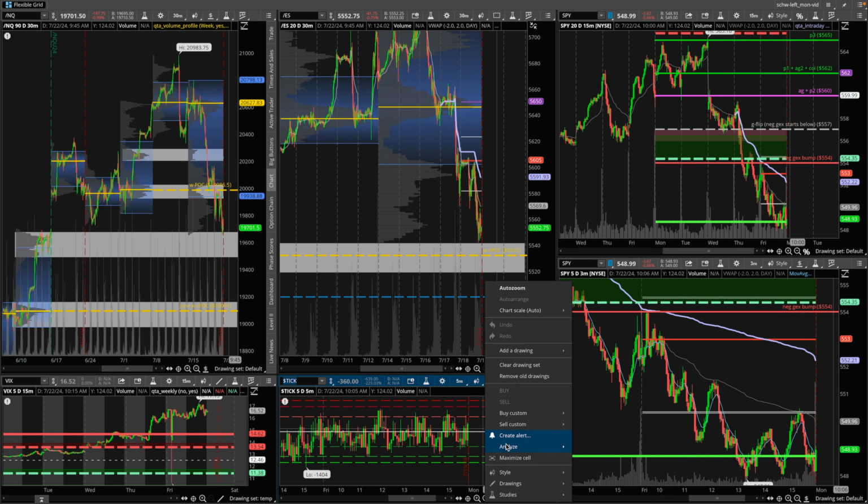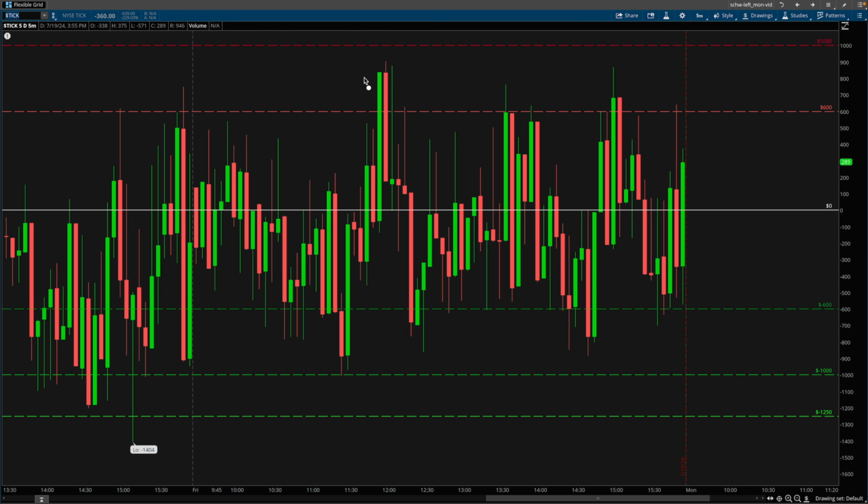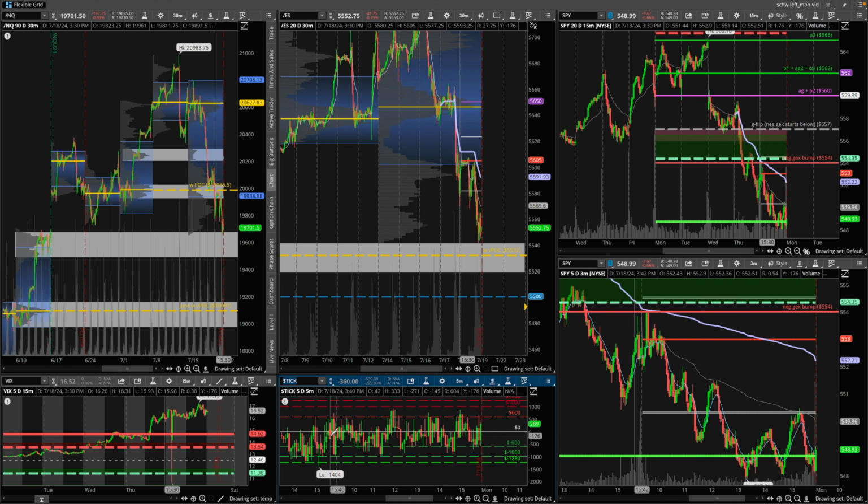We have right here the tick, and what do we have? We want to pay attention to the extremes on the tick. So right around here, this is a minus 1,000 print, and when did that occur? Right around here is that minus 1,000 print, and we can see the market reverses right about here.